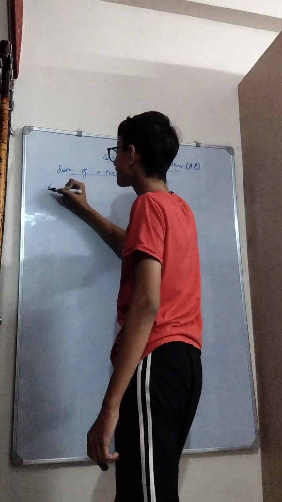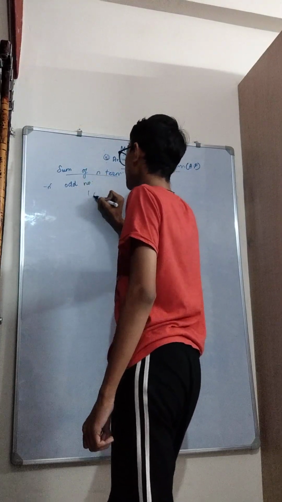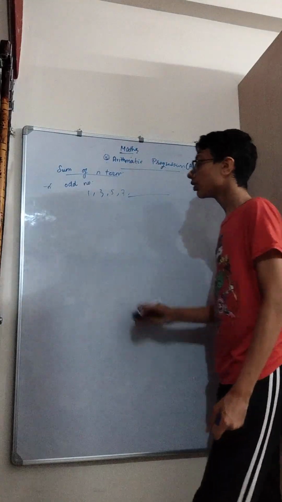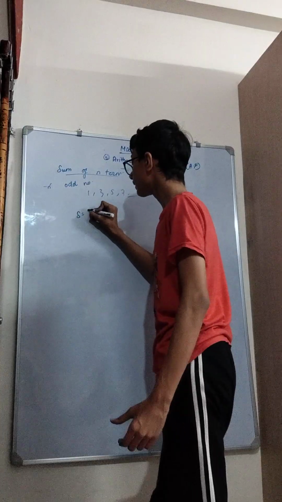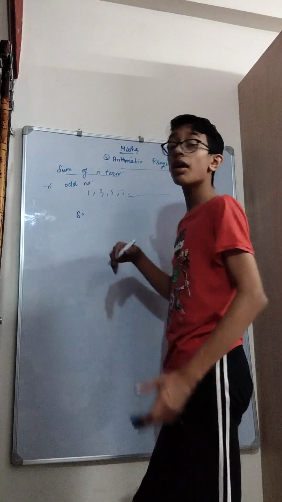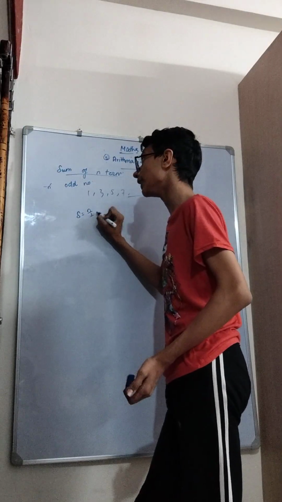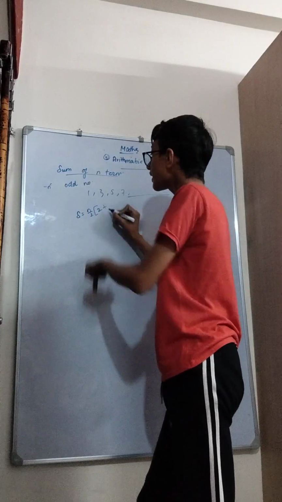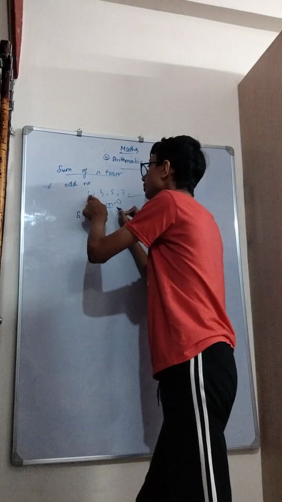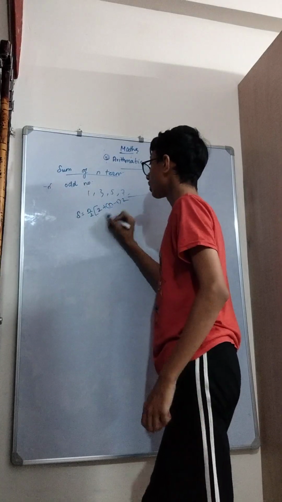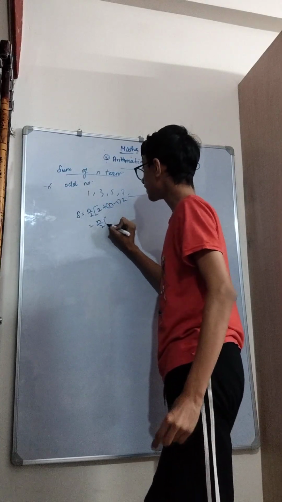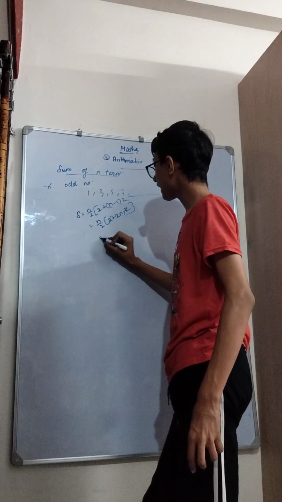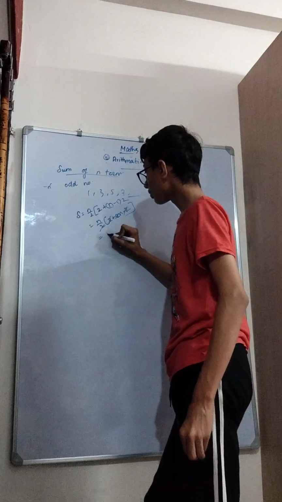Sum of the first n odd numbers. That will be 1, 3, 5, 7. So S is equal to n by 2 into, now 2a, 2 into 1 is 2, plus (n minus 1) into d, what is the d value? 2. So n by 2 into (2 plus 2n minus 2). So these will get cancelled, and you get n square.